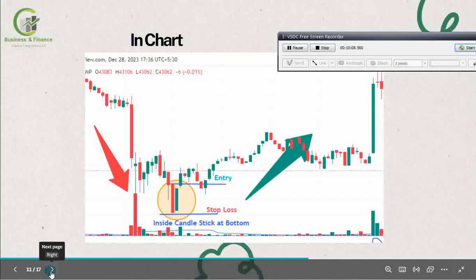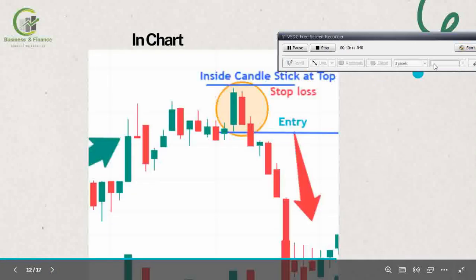The same way, it will be considered in the bullish to bearish reversal trade. Let's observe that in this chart. The market is in a bullish uptrend, and suddenly a very big green candle forms. Inside that, an opposite red candle is formed inside the mother candle of that green. So that gives us a signal.